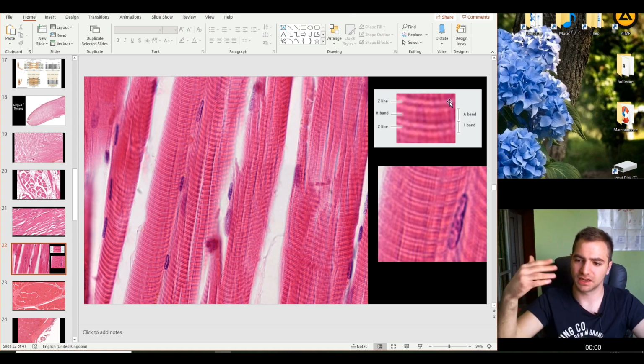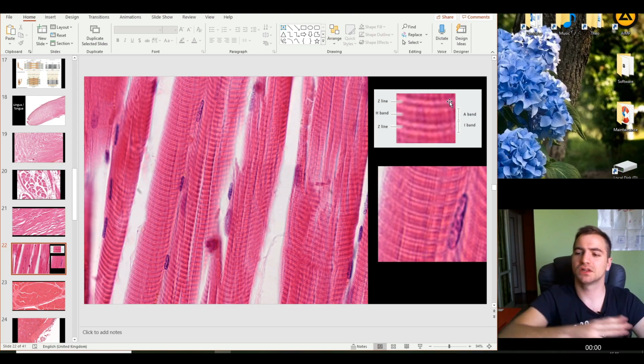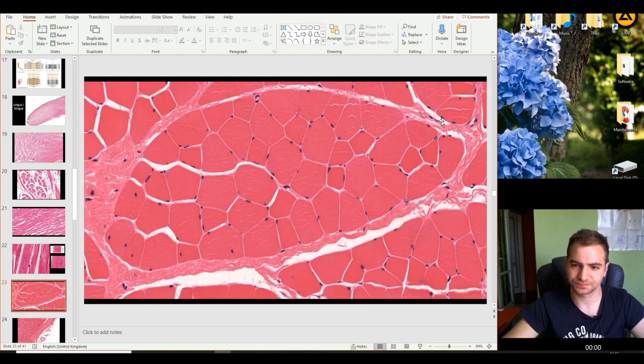And again, and again. These are the sarcomeres, and they repeat themselves endlessly from the one point at the beginning of the cell to the very ending of the cell.